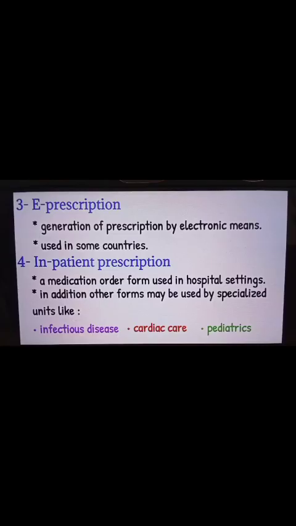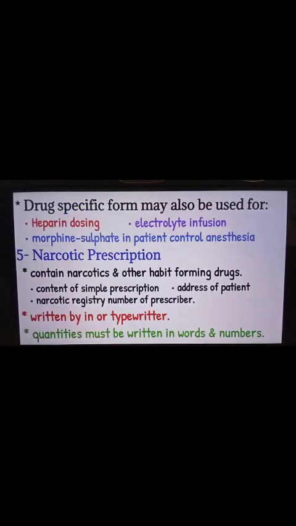The third one is e-prescription, generation of prescription by electronic means, used in some countries. The fourth one is inpatient prescription, a medication order form used in hospital settings. In addition, other forms may be used by specialized units like infectious disease, cardiac care and pediatrics. Drug-specific forms may also be used for heparin, electrolyte infusion, and morphine sulfate in patient-controlled analgesia. The fifth one is narcotic prescription, containing narcotics and other habit-forming drugs.